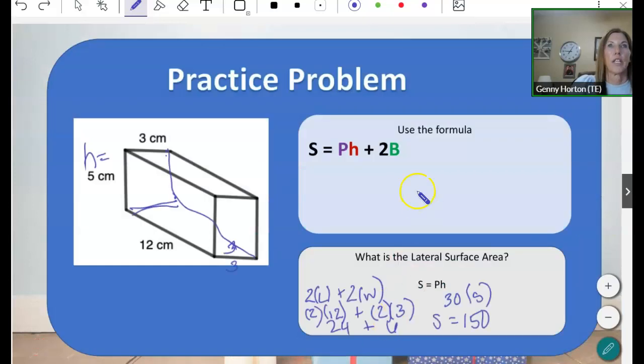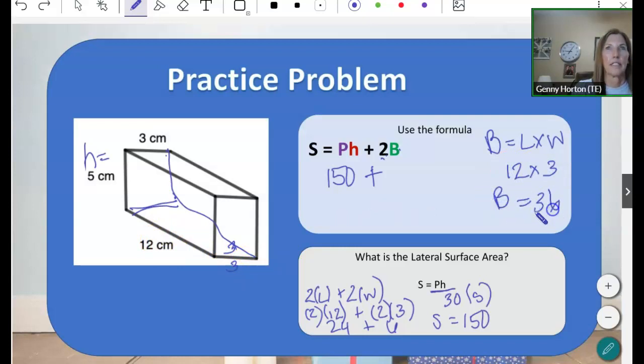All right, so let me just check something real quick with the formula. Yeah, so now we can go back here. We have this part already. You see, it's the perimeter times the height. So if we want to find the total surface area, now we just do 2 times the area of the base. So let's look at the area of the base. It's a rectangle, so we're going to do length times width. This is the length, this is the width. It's 12 times 3, so the base is 36. So we have to do 2 times 36, which is 72. And you add those together, you get 222.